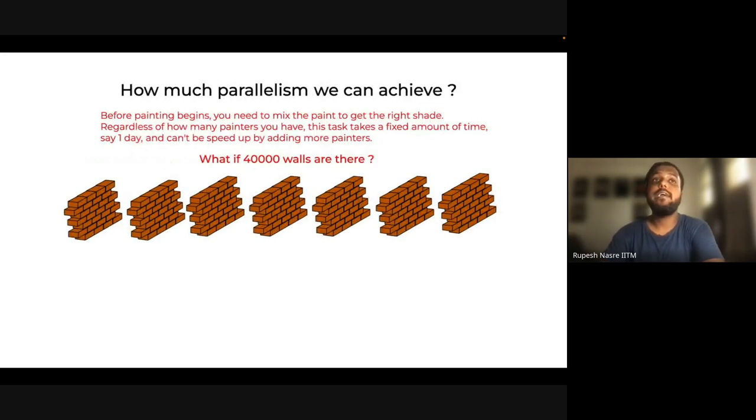So with this, and again back to the same question. Now, what if 40,000 walls are there, and for one worker, how many days will it take to paint all the 40,000 walls? Answer in the chat box, please. Exactly, 40,000. So for one worker, it will take exactly the same time to make the shade if we are going with that constraint, and 40,000 days to paint all the 40,000 walls, right?